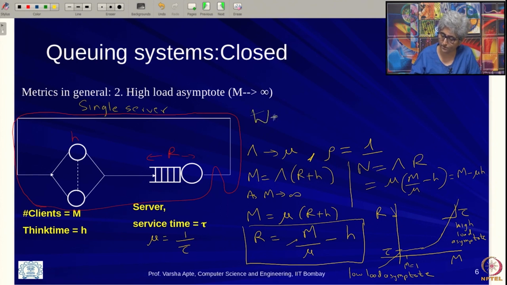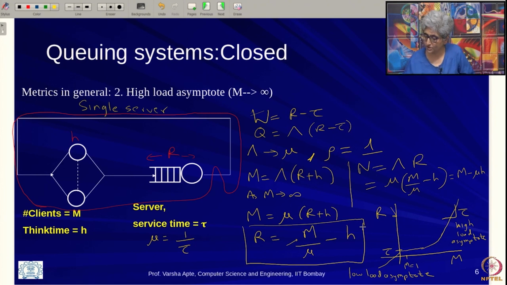w is going to be, that is the waiting time, that is going to be R minus tau, and we can do the calculation for q in a similar way, lambda multiplied by R minus tau, which is, we had this lambda r here as m minus mu h, and capital lambda tau, of course this is going to be equal to mu tau, which is just going to be equal to 1, right. So, this is how we go about the whole calculation.